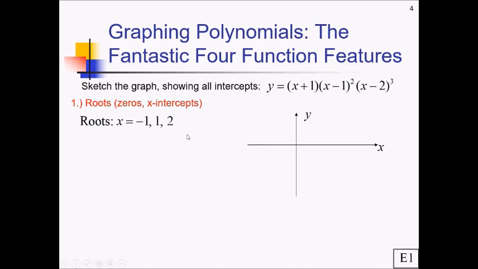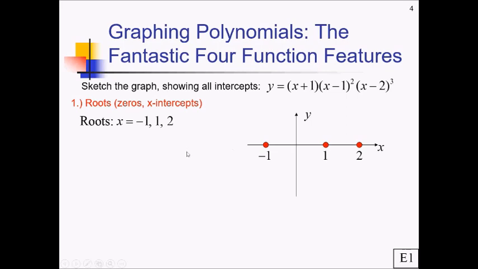Now we're just going to put those on the x-axis. And again, we're just putting these in the right relative location. So -1 should go before the y-axis over here on the left. And +1, of course, should be on the right of the y-axis. And +2 should be to the right of +1. So just make sure they go in the right relative places.